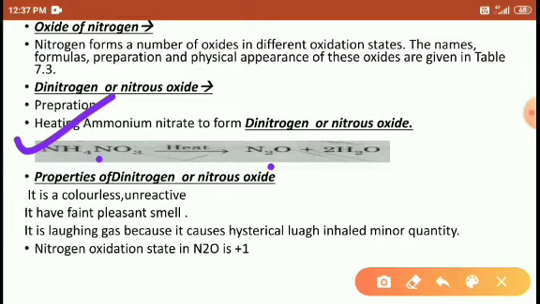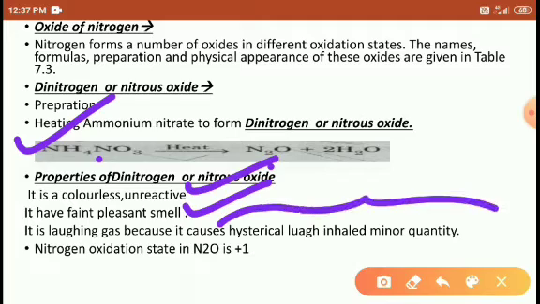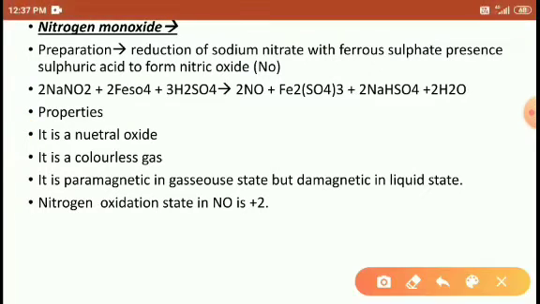Properties of nitrous oxide: it is colorless, unreactive, with a faint unpleasant smell. It is known as laughing gas. It causes hysterical laughter when a person inhales this gas, and its oxidation state is +1. Nitrogen monoxide: reduction of sodium nitrate with ferrous sulfate in the presence of sulfuric acid.